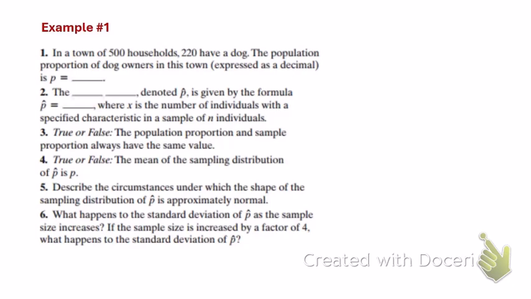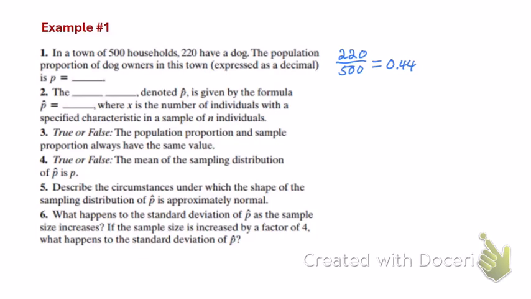Not as much explaining to do this morning because we covered a whole lot of that yesterday with what a sampling distribution is. So in a town of 500 households, 220 have a dog. What's the population proportion of dog owners? How would I get that? Exactly. And then I can reduce that to a decimal if I want to.